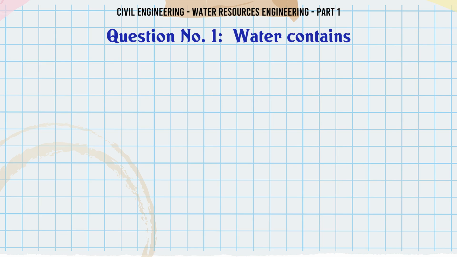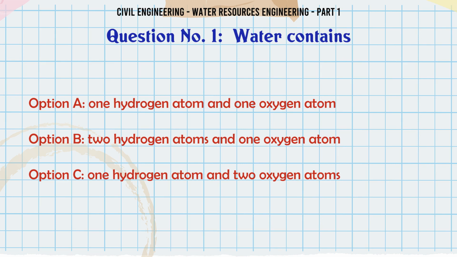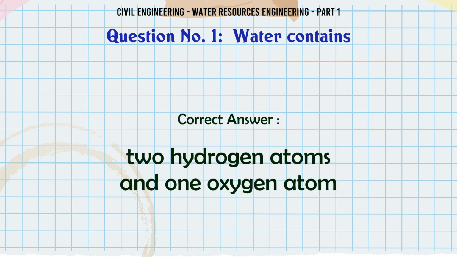Water contains A. 1 hydrogen atom and 1 oxygen atom. B. 2 hydrogen atoms and 1 oxygen atom. C. 1 hydrogen atom and 2 oxygen atoms. D. 3 hydrogen atoms and 2 oxygen atoms. The correct answer is 2 hydrogen atoms and 1 oxygen atom.